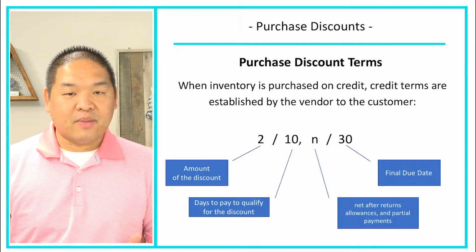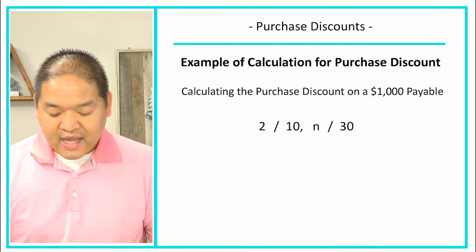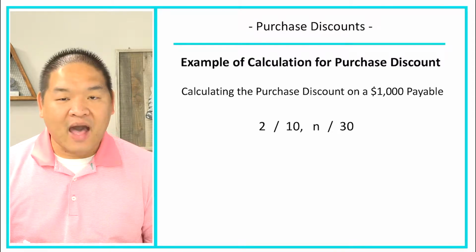So let's go through an example here to kind of show you how this all works. Calculate the purchase discount on $1,000 payable.